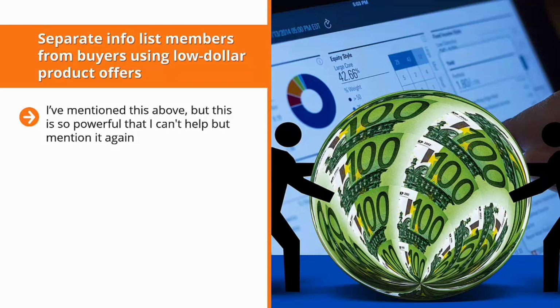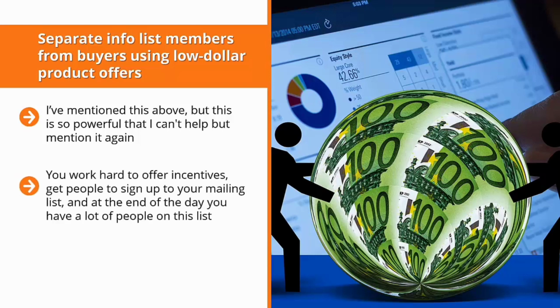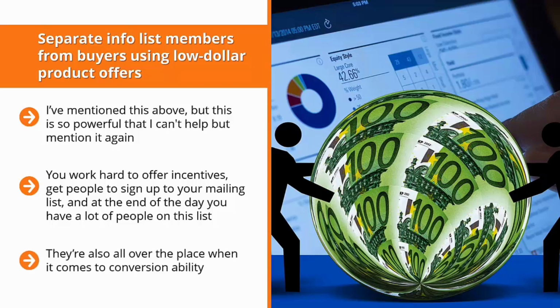Depending on your niche, it may be unavoidable that you end up with a general information list. You work hard to offer incentives, get people to sign up to your mailing list, and at the end of the day, you have a lot of people on this list. However, these people are generally just looking for general information on your niche. They're also all over the place when it comes to conversionability.